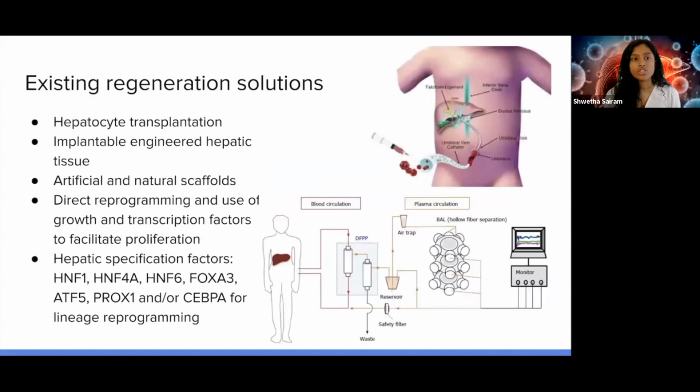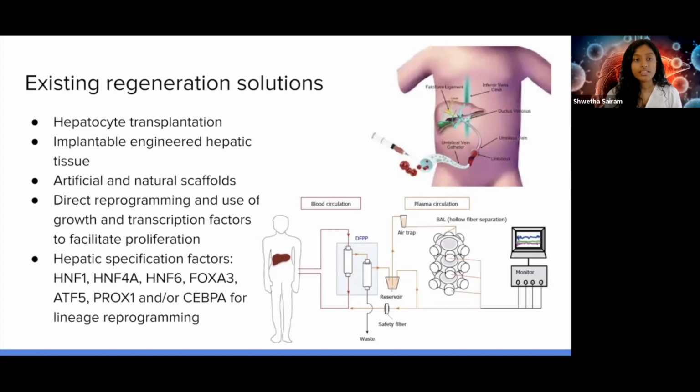Early on, researchers tried hepatocyte transplantation, where they introduced more hepatocytes into diseased livers, and found that this did not really help improve liver function and actually caused more fibrogenic responses. Although implantable engineered tissue is quite novel and holds promise, it's only applicable in small hepatic mass loss situations, as it cannot produce large amounts.